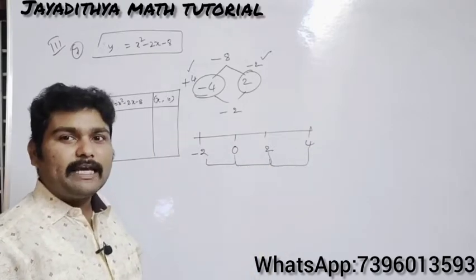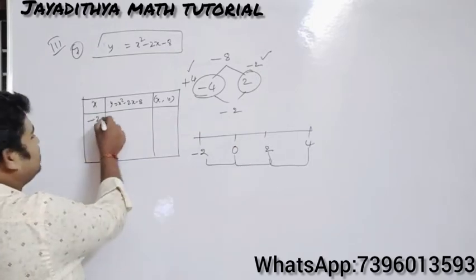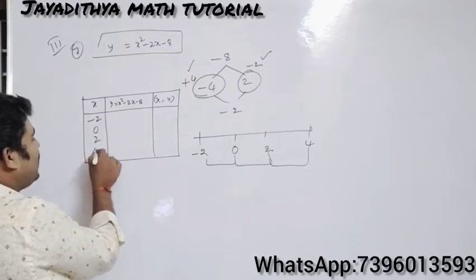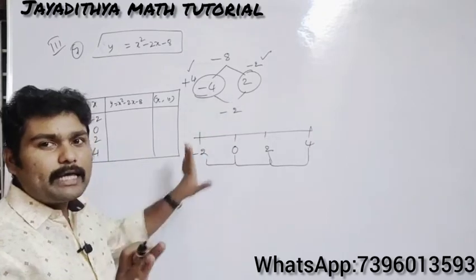In such manner you should take the values of x. If you take the values like this, then your graph will be perfect. See here, I am taking minus 2, 0, 2 and 4. You need not calculate for 2 values. If you do this one correctly, you need not calculate 2 values.